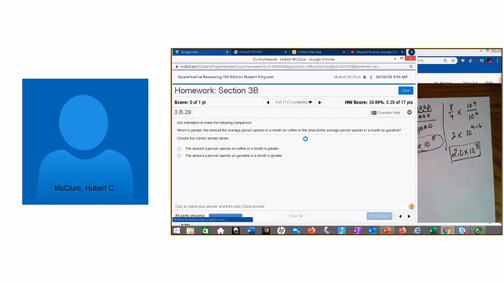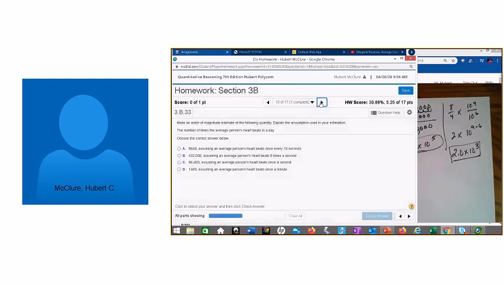I want to get to one that's going to ask you to use your noggin. I don't really care about estimation. Oh, look. The number of times the average person's heart beats in one day. Make an order of magnitude quantity estimation. Well, I don't know how you're supposed to know the number of times the average heart beats in a day if you don't know how much the heart beats.